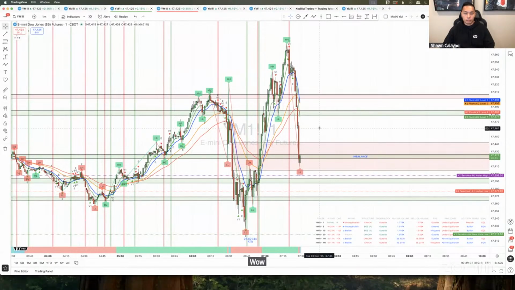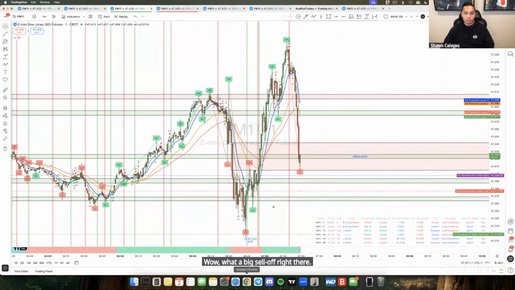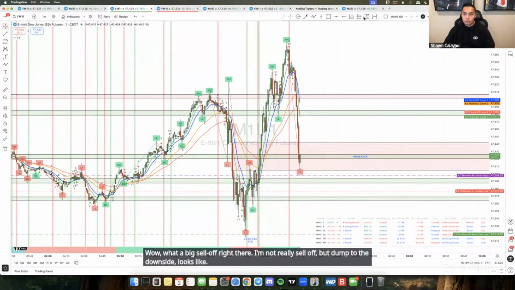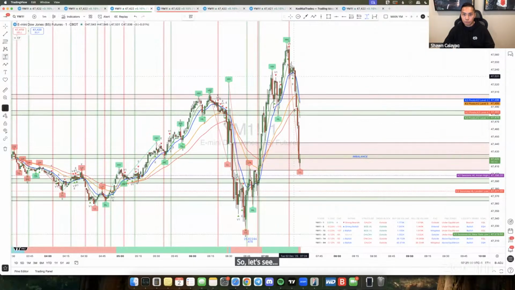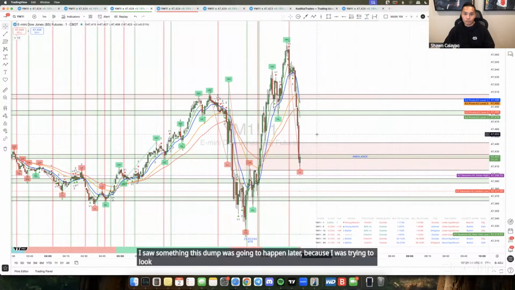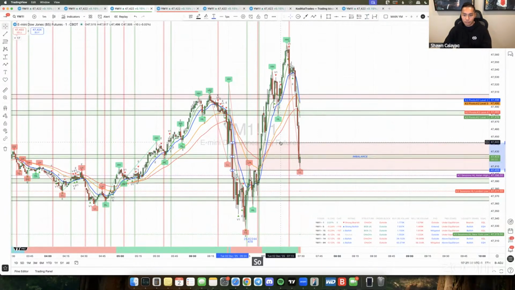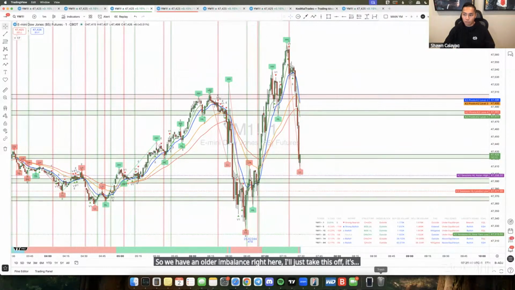Wow, what a big sell-off right there. Not really a sell-off, but a dump to the downside, it looks like. So let's see. This dump happened a little too early. I was hoping this dump was going to happen later because I was trying to look for a sell at some point. It's currently retesting the imbalance, it looks like. So we have an older imbalance right here. I'll just take this off. It's kind of irrelevant at this point.